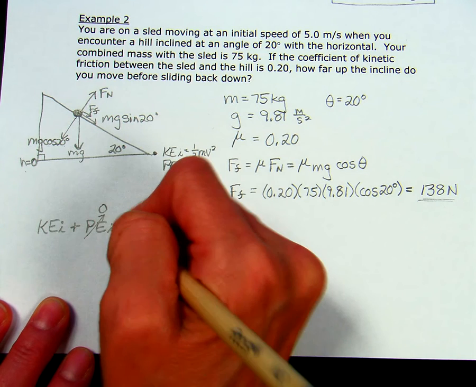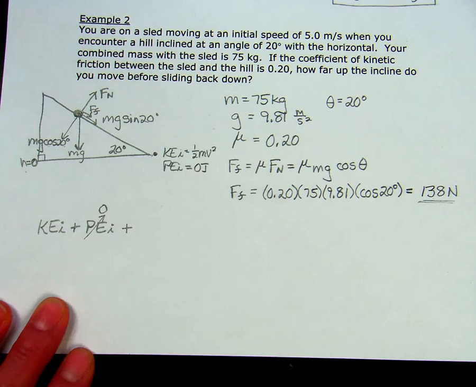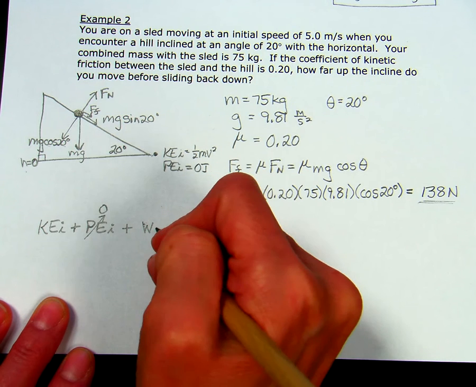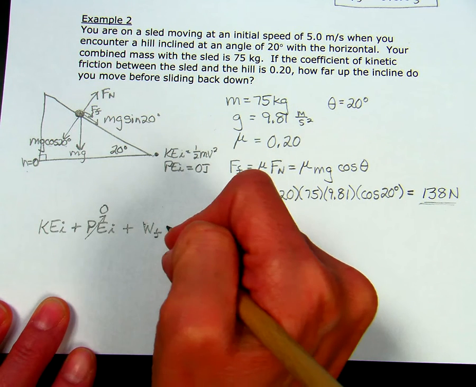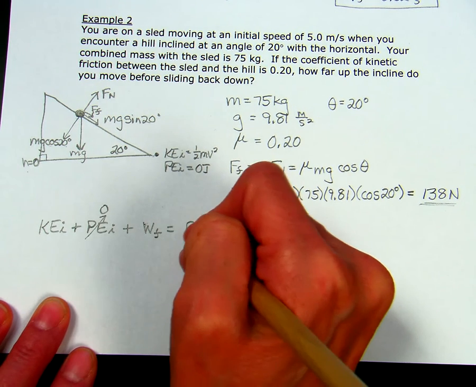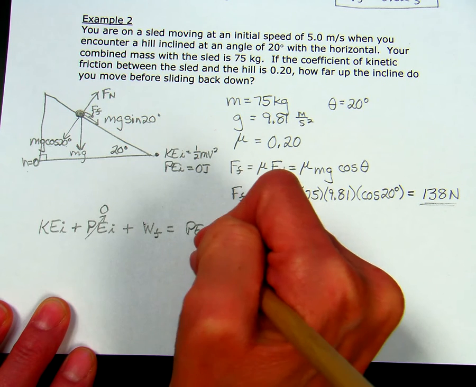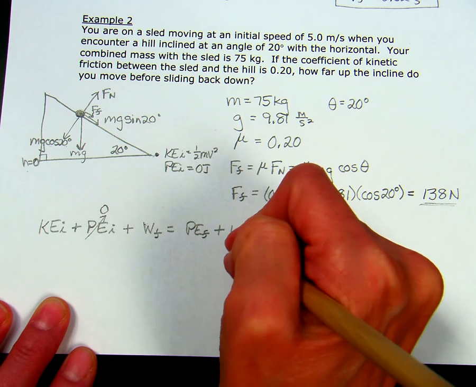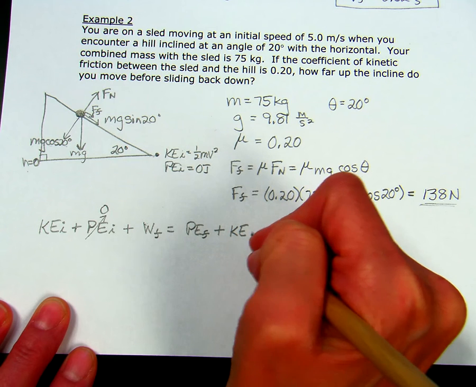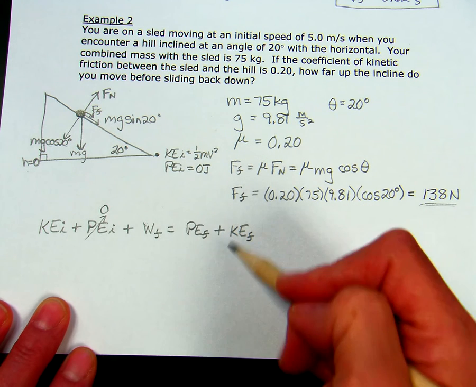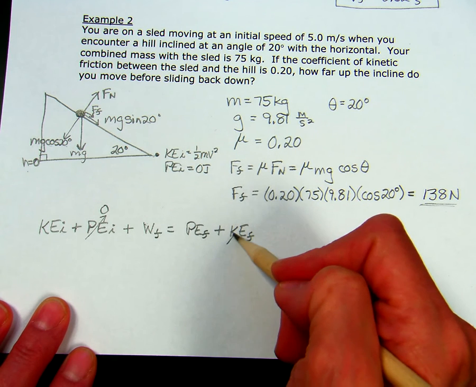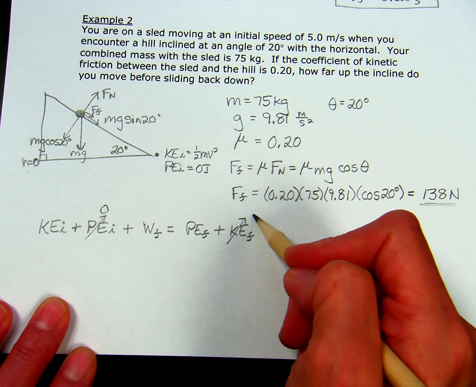And then I am doing work due to friction, and that will equal my final potential energy plus my final kinetic energy. But if we want to know the maximum height, that's where the speed goes to 0. So this will go to 0.